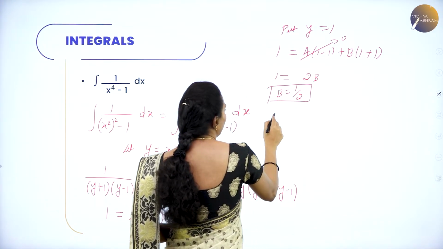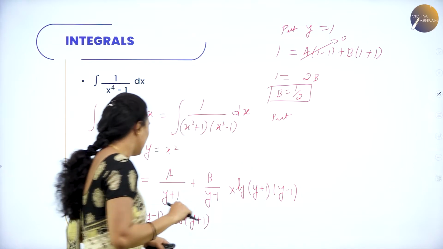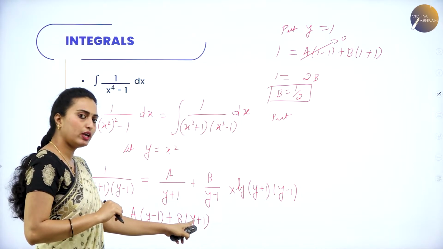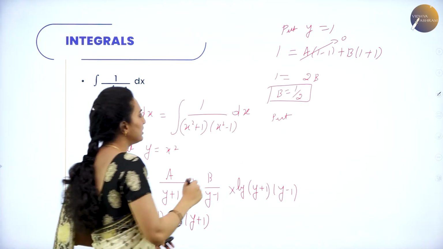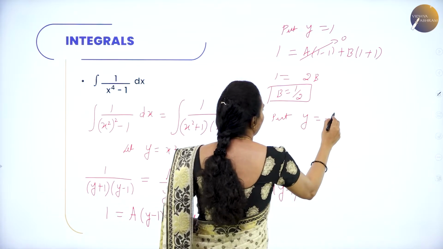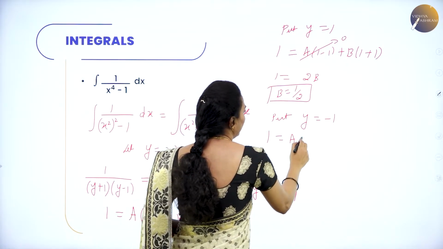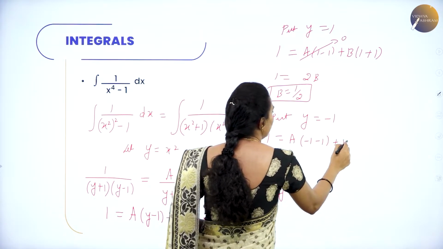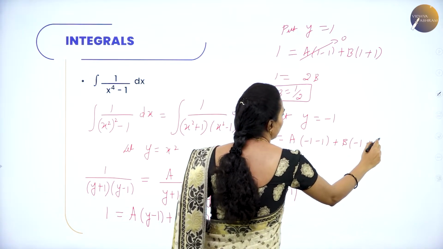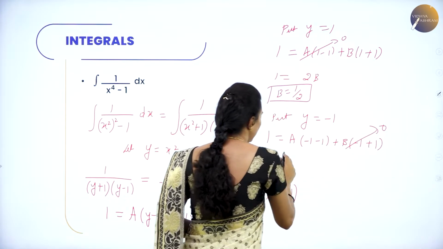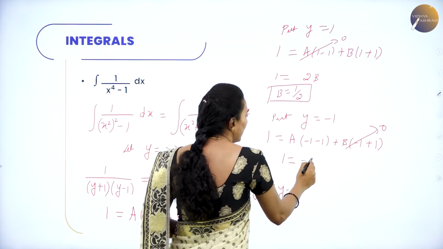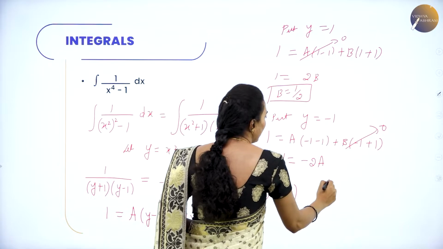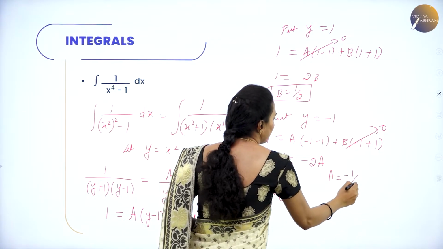Now again put y is equal to what, dear students? I want b to get cancelled, which means y is equal to minus 1. If I take y is equal to minus 1, the left hand side will be 1 only, a into (minus 1 minus 1) plus b into (minus 1 plus 1). Now this will become 0, remaining is 1 is equal to minus 2a, otherwise a is equal to minus 1 by 2.